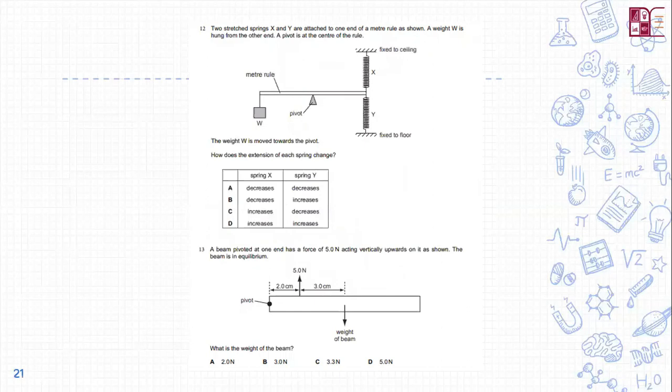Alright, so two stretched springs X and Y are attached to one end of a meter rule as shown. A weight W is hung from the other end. A pivot is at the center of the rule. Now the weight W is moved towards the pivot. How does the extension of each spring change?